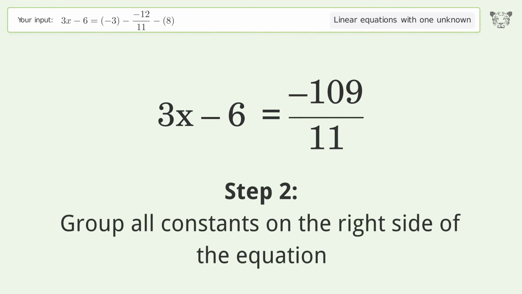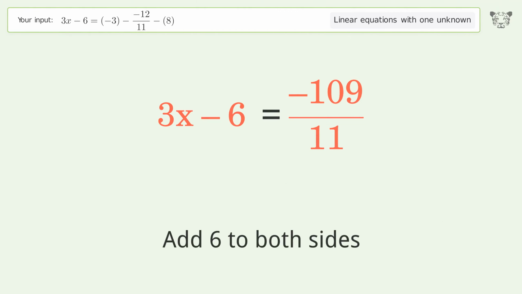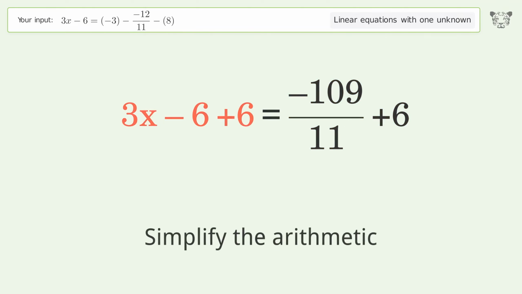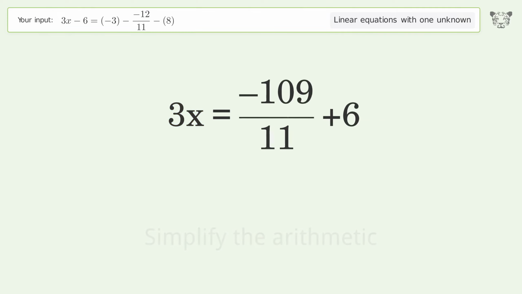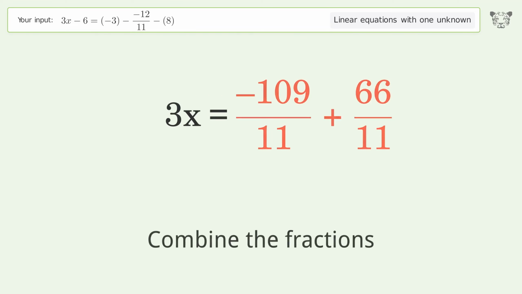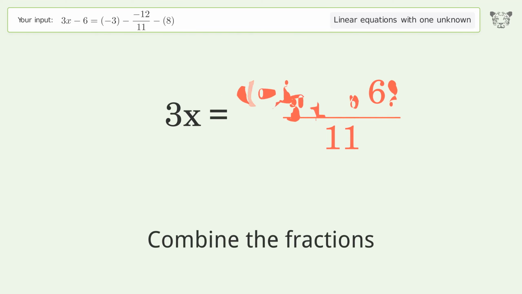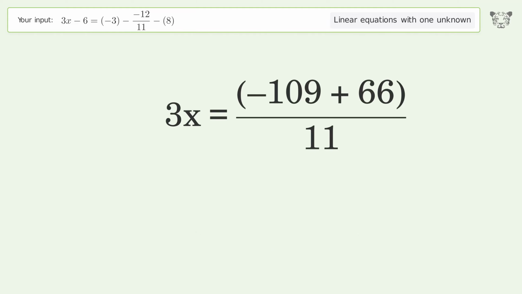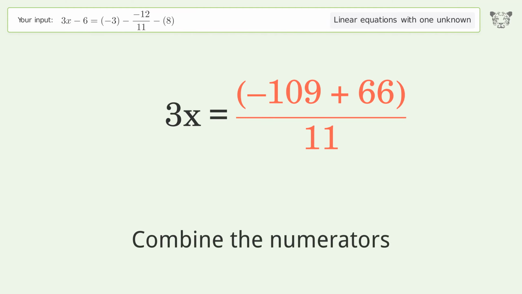Group all constants on the right side of the equation. Add 6 to both sides. Simplify the arithmetic. Convert the integer into a fraction. Combine the fractions. Combine the numerators.